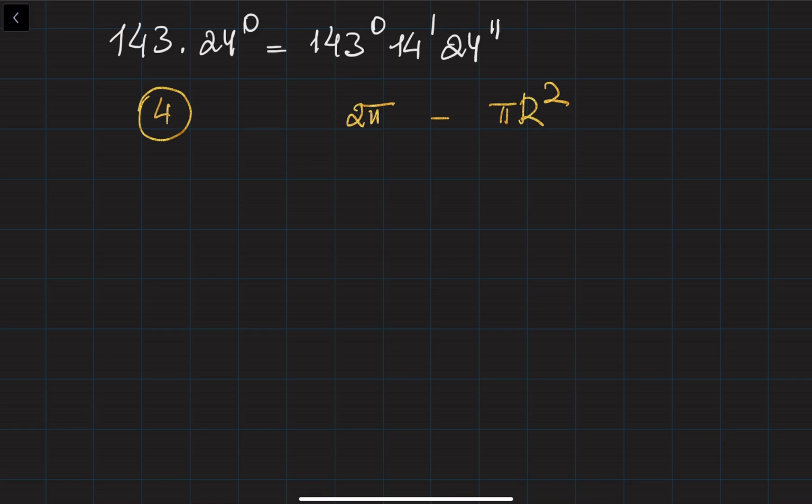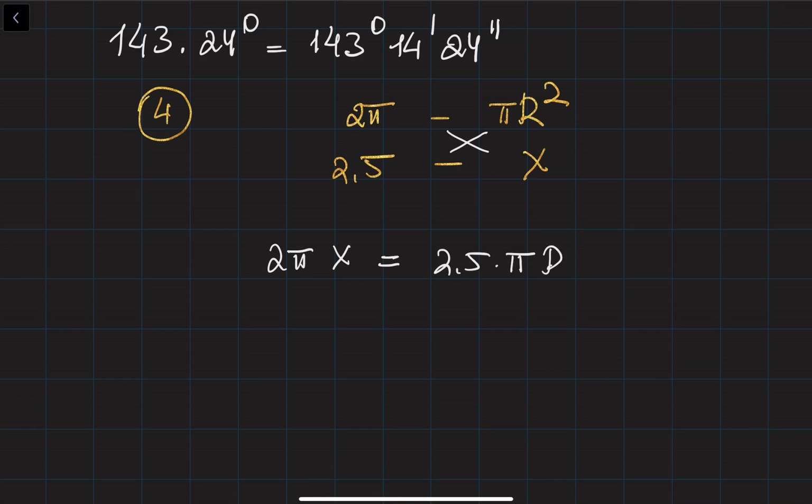At the same time, we are given the angle of 2.5 radians, and we want the area which corresponds to this 2.5 radians. Again, I'm going to do the proportions. So x times 2 pi is equal to 2.5 times pi r squared. I can cancel the pi's from both parts, and I can find x, which is equal to 2.5 r squared divided by 2. Now we need to use the radius. The radius was given as 4 centimeters. I'm just going to substitute this there.